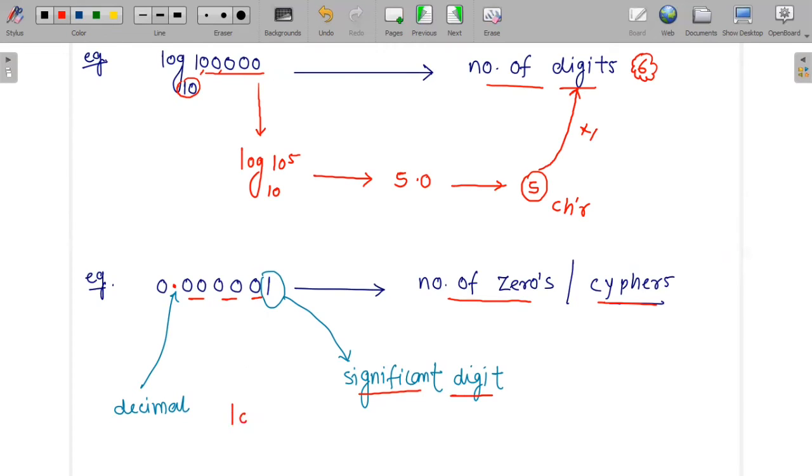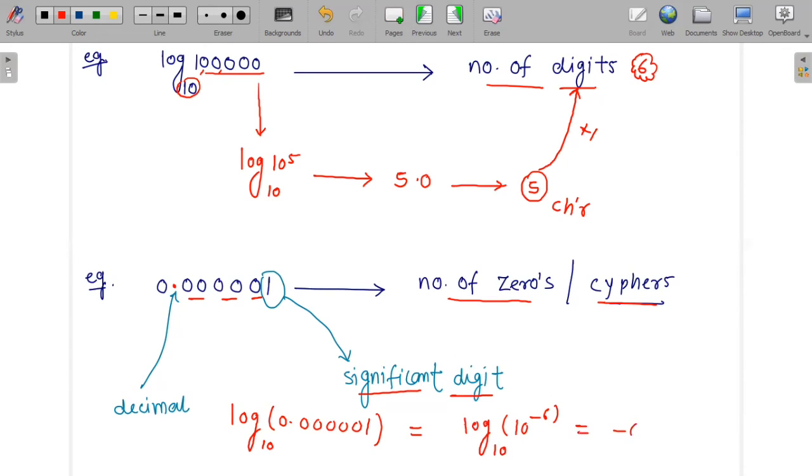So what you really need to do, you really need to take log of that number. Log of what? 0.000001, correct, to the base 10. And let's check what I'm getting. This number can be written as log 10 to the power, 1, 2, 3, 4, 5, 6, 10 to the power negative 6 to the base 10. So there we go. I'm getting the answer.